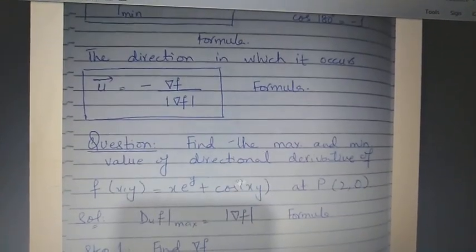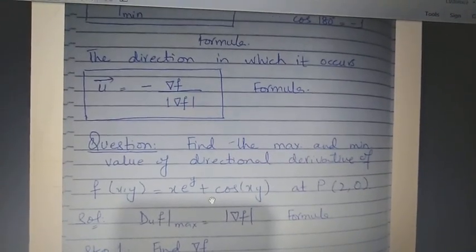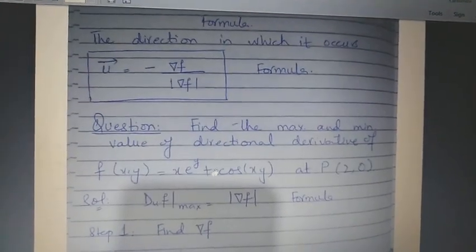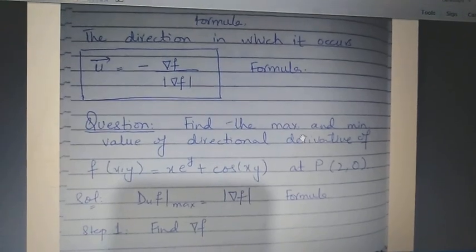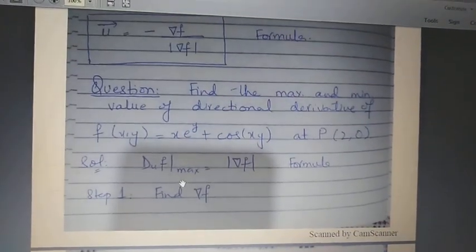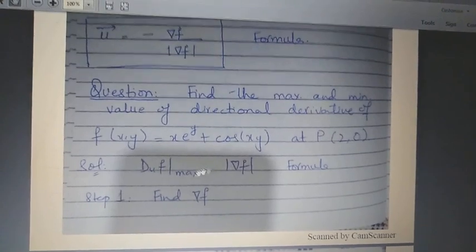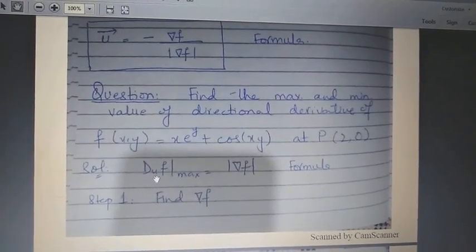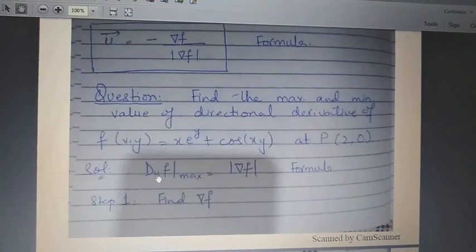Find the maximum and minimum value of the directional derivative of this function at the given point. The function depends on two variables. First, we are going to find the maximum value of the directional derivative. So this is the formula. Maximum value of directional derivative is magnitude of gradient of f, and this u will come in the subscript, not along with d.